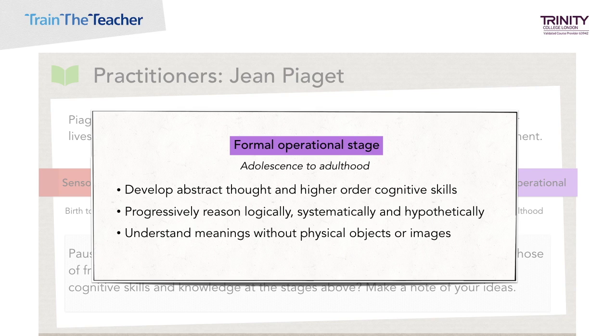The final stage of development is called formal operational, and it takes place between adolescence and adulthood. They develop abstract thought and higher order cognitive skills, and they can reason logically, systematically, and hypothetically. They can understand meanings without the need for physical objects or images. In other words, they can imagine things that do not exist or that they've never experienced.